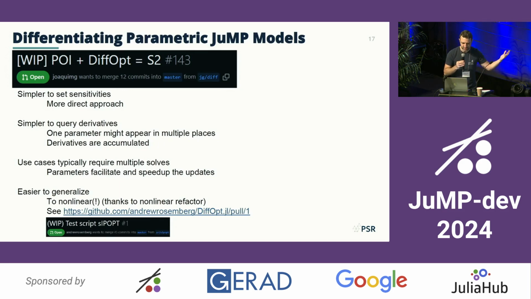And finally, this is easier to generalize, for instance, to nonlinear, now that we have the new nonlinear interface. So that's a follow-up project that Andrew is already playing with in this other PR that is behind the plant. And that's it. So this is differentiating parameters, parametric JuMP models.